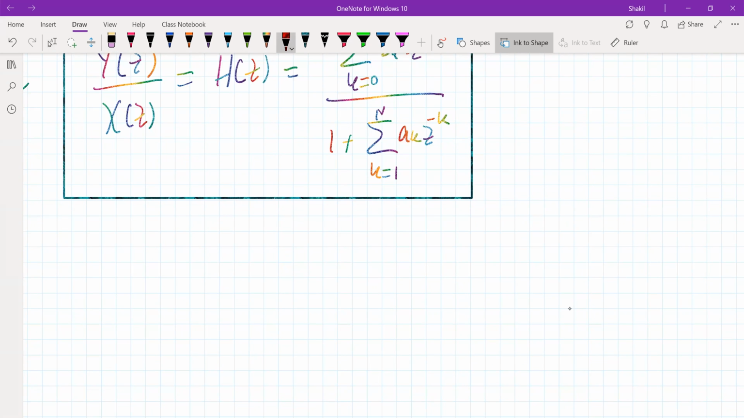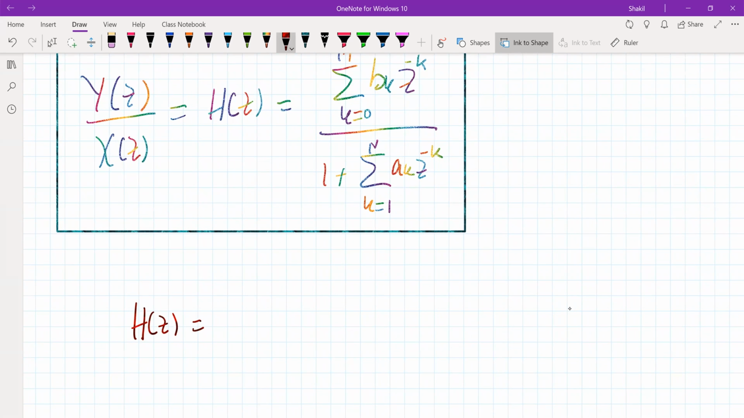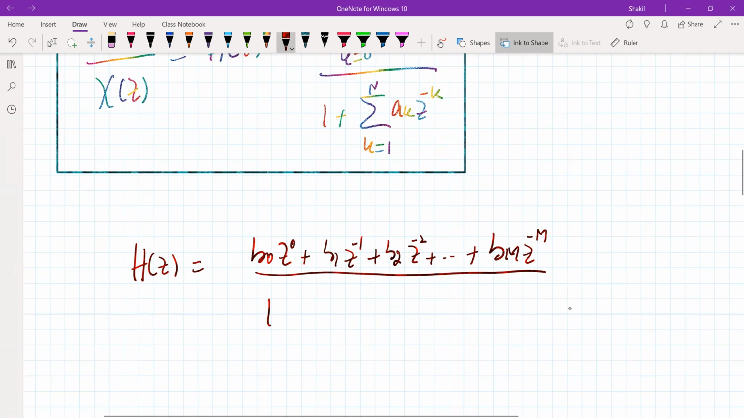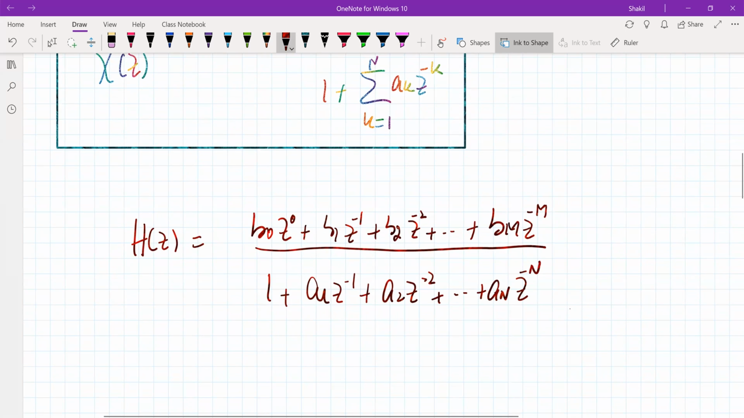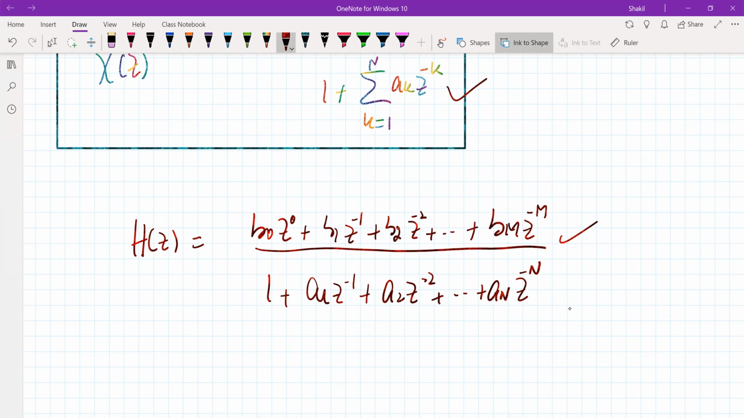When we say the transfer function model of any system, discrete time system or a continuous time system, we can write it like this: H(z) equals b0 plus b1 z^-1, b2 z^-2, so on up to bm z^-m, divided by 1 plus a1 z^-1, a2 z^-2, so on up to an z^-n. This is the expanded version of this transfer function.